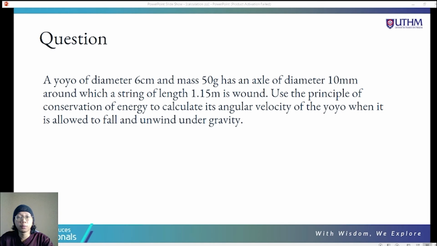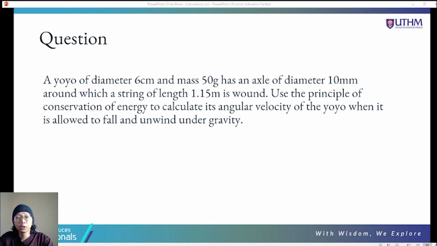A yo-yo of diameter 6 cm and mass 50 gram has an axle of diameter 10 mm, around which a string of length 1.15 m is wound. Use the principle of conservation of energy to calculate the angular velocity of the yo-yo when it is allowed to fall and unwind under gravity.